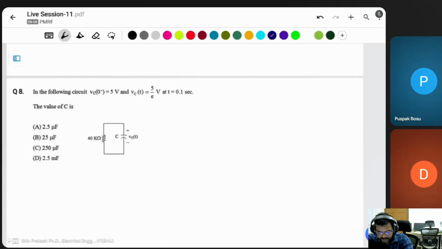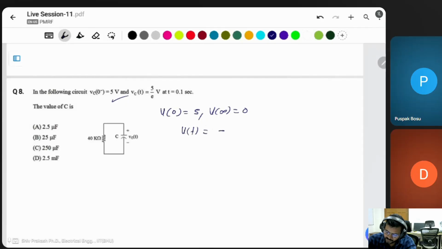In the following circuit, the initial voltage is already given, so there is no need to calculate the initial voltage. And what is the final voltage? There is no source available in the circuit, so the final voltage is 0. Initial voltage is 5, given in the question. Final voltage needs no calculation because there is no source. This will be 0.